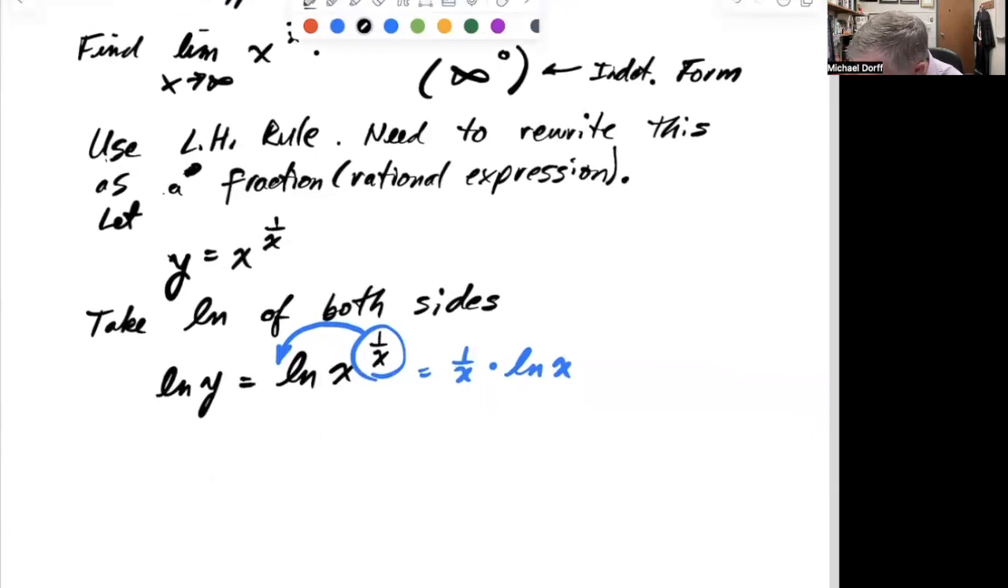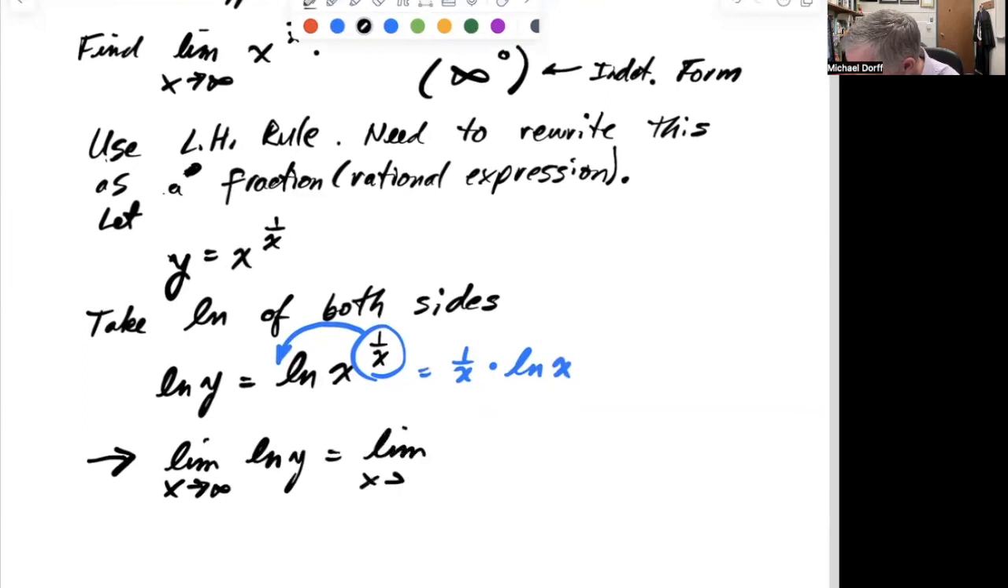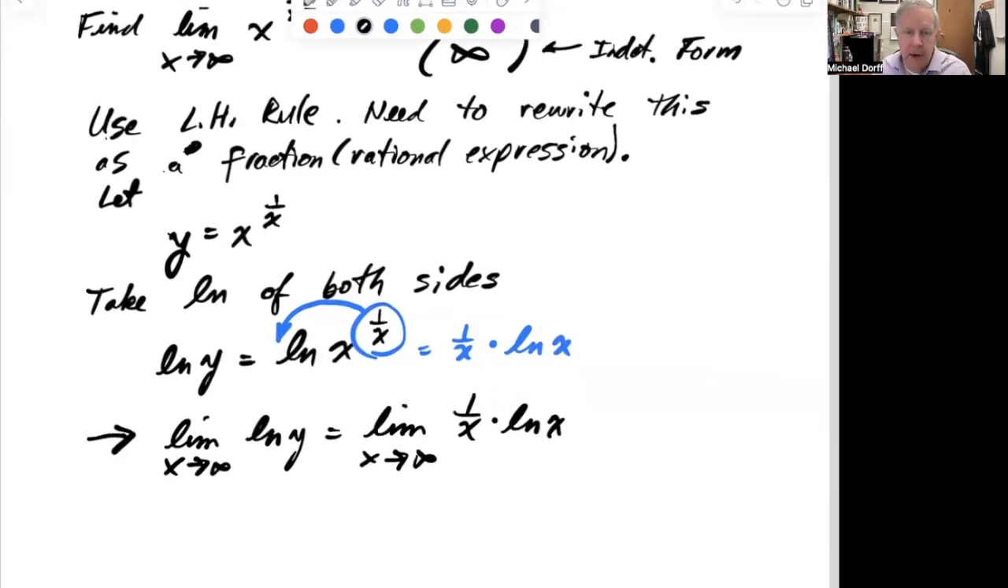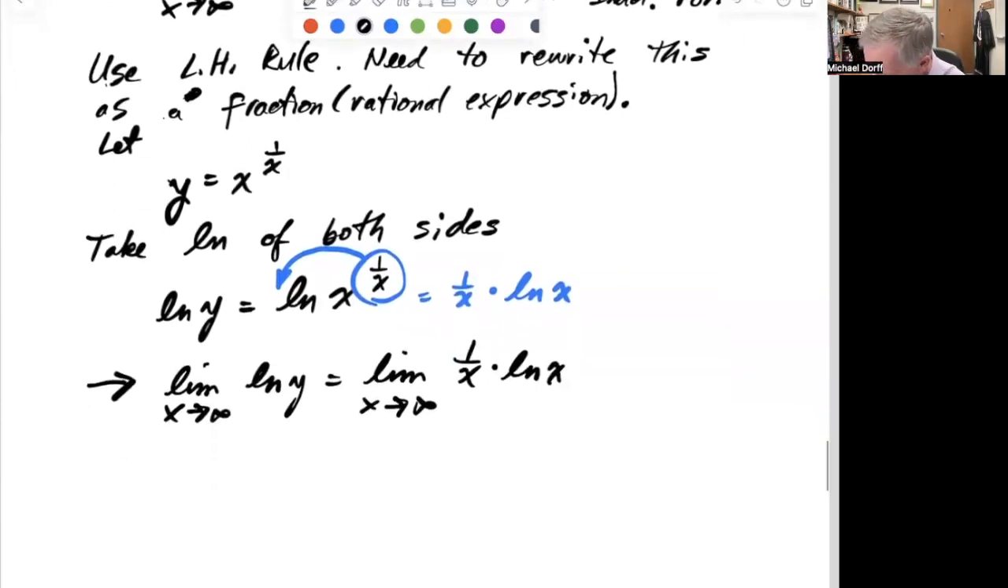And then this tells us that the limit as x goes to infinity of the natural log of y equals the limit as x goes to infinity of 1 over x times natural log of x. All right, now do we have a rational expression? When we put in the limit by direct substitution, do we get 0 over 0 or infinity over infinity? Well, not quite yet, but we can rewrite this to get that form.